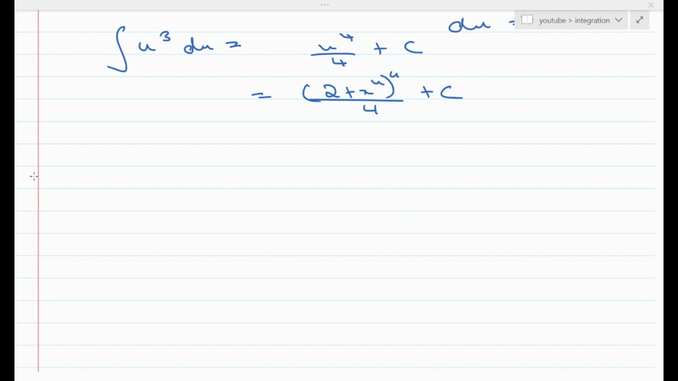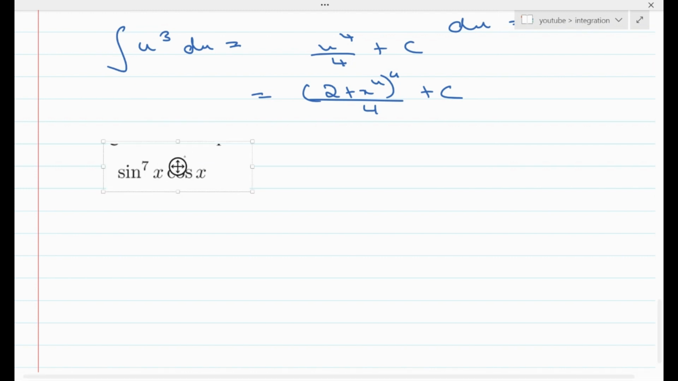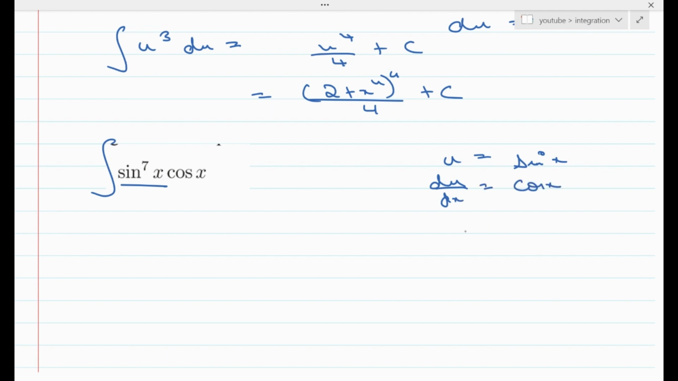Let's try another question with trigonometric functions for a similar model. If we have a question like integrate sine x to the power 7 times cos x, then in this case, if you notice, the trigonometric function with the greater power is typically the value that you want to substitute. So in this case, I'm just going to substitute u as sine x. Then du by dx would just be cos x.